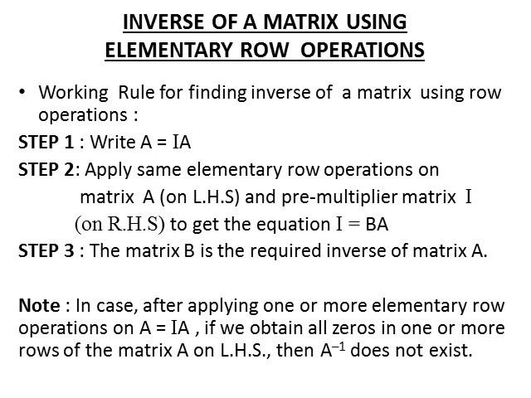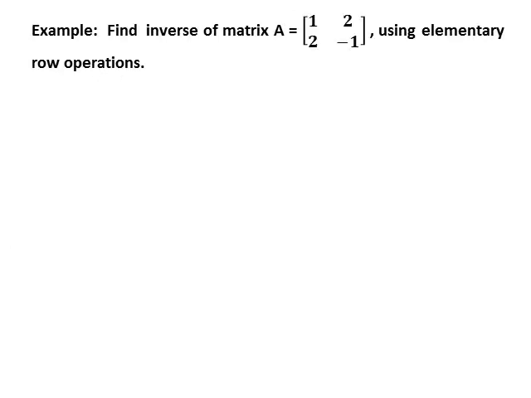Students, remember that in case after applying one or more elementary row operations on A equals to IA, if we obtain all zeros in one or more rows of the matrix A on left hand side, then inverse of the matrix does not exist. Let's discuss one question.